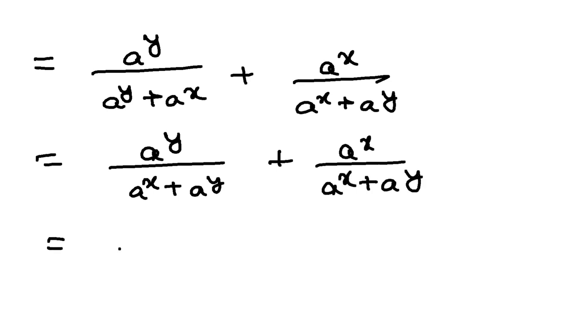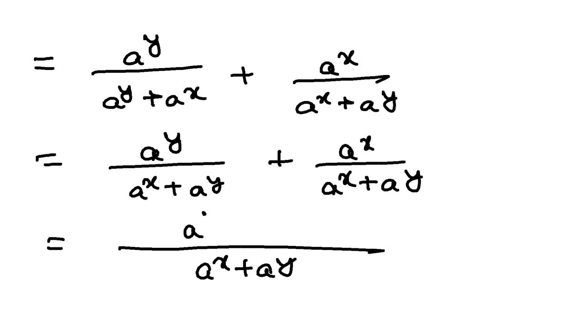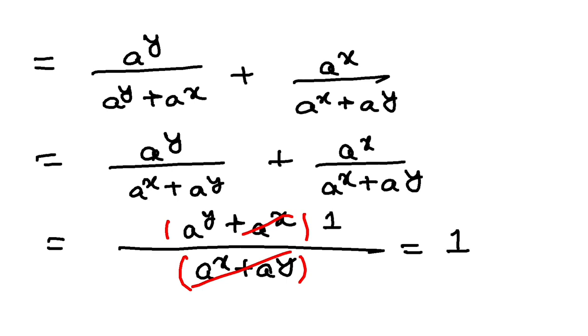Now what is my LCM? My LCM is a to the power x plus a to the power y. So I have a to the power y plus a to the power x. These are basically the same thing, so I can cancel them out. And my final result is 1. Hence proved. Very, very interesting question. Now let's move on to the next question.